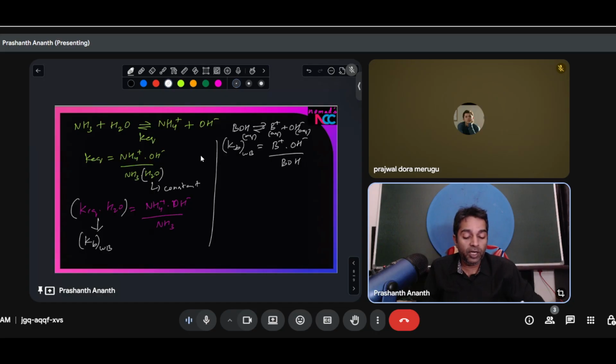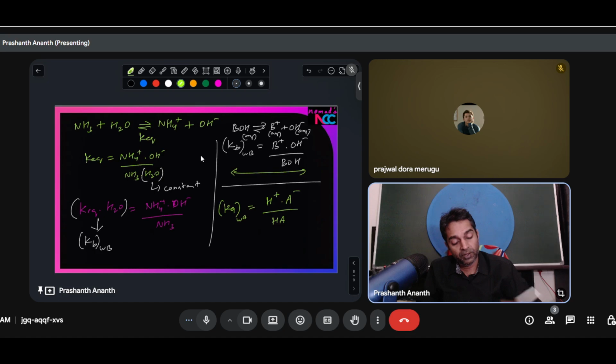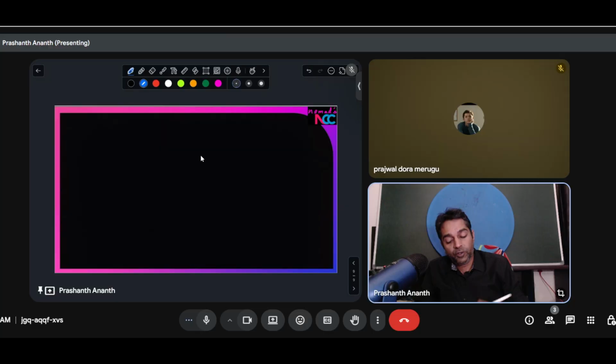So now we are going to have two separate expressions which are easier to manipulate mathematically. Ka for a weak acid is nothing but H plus into A minus divided by HA, whereas for the weak base we have Kb being B plus into OH minus divided by BOH, or the base which is in question over here. Okay, so now let's go back to HA and understand this equilibrium a little more carefully, mathematically.